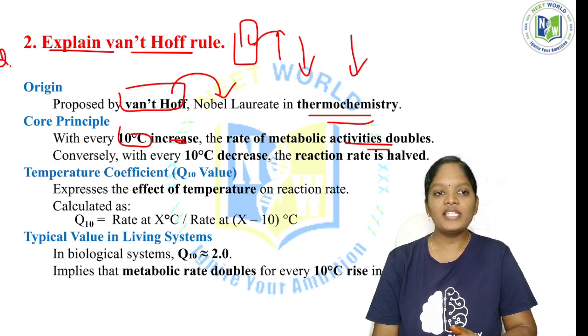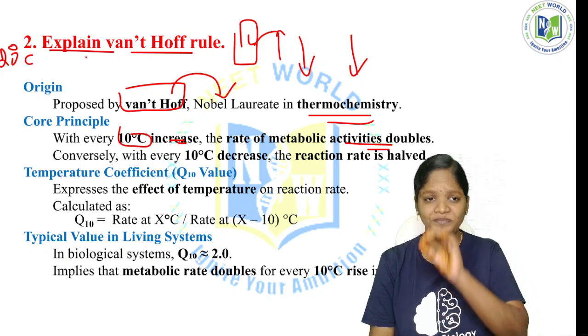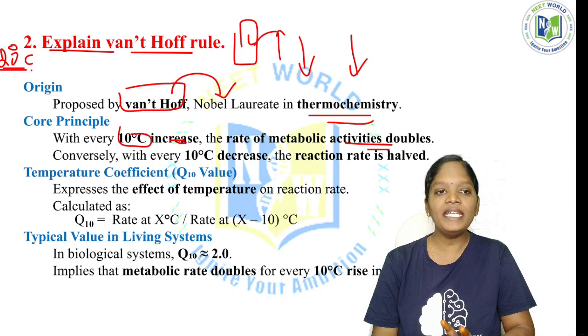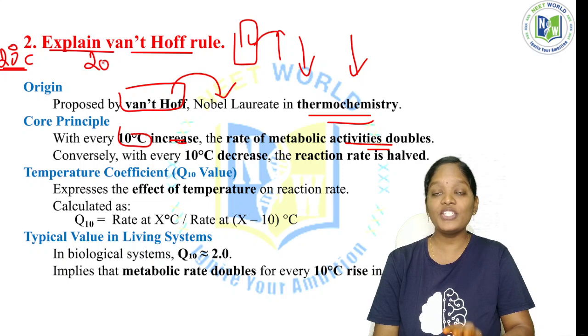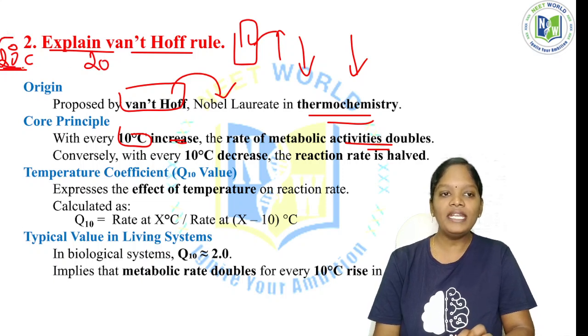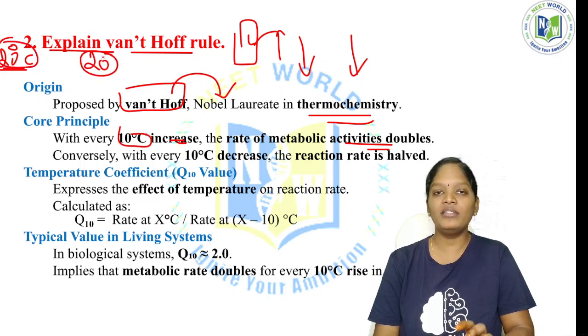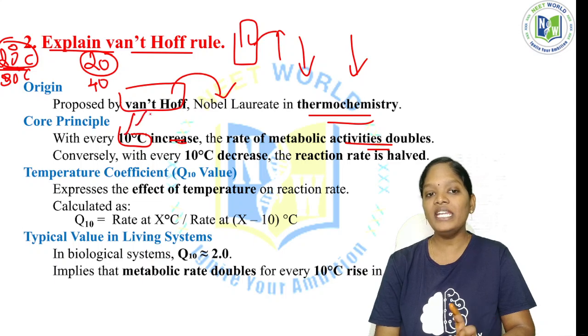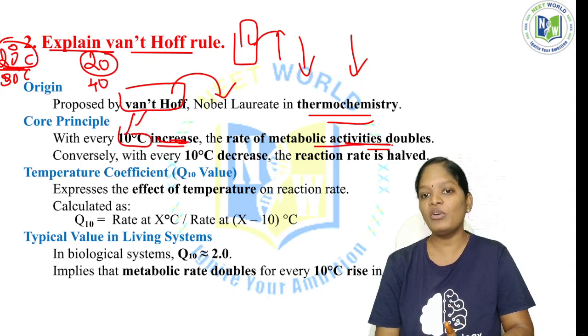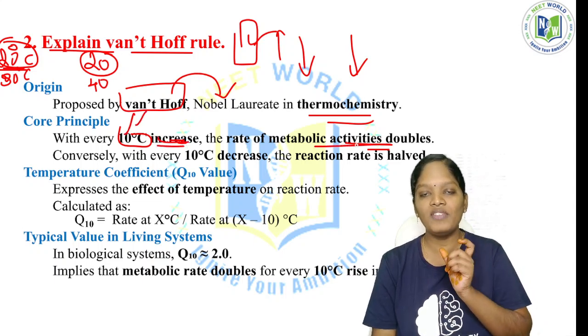Here, for example, at 20 degrees Celsius, say the metabolic activity will be 20, just for an example. If it is 30 degrees Celsius, the metabolism will be 40. So this is what it means: with every 10 degrees Celsius increase, the rate of metabolic activities doubles. So this is very important.